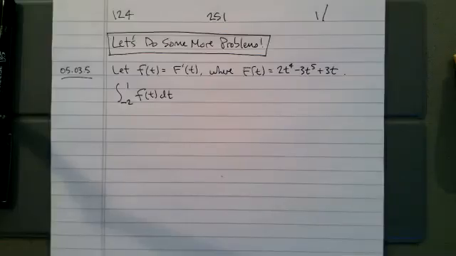Today we're going to continue our Let's Do Some More Problems series from Chapter 5. I want to go into Chapter 5, Section 3, and start with Question 5. In Question 5, little f of t is f prime of t, and we're given f of t.